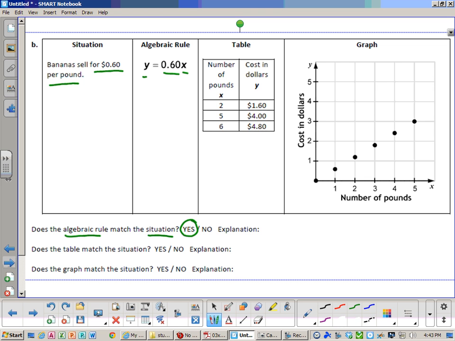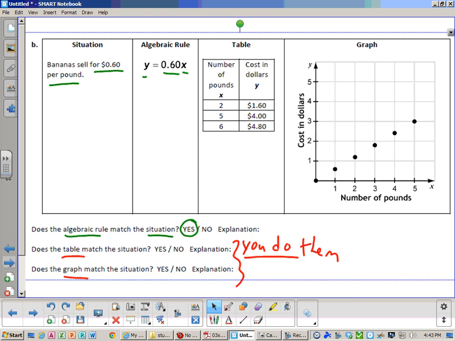Now, I want you to do both of these. Do both of them. Got it? Try it out. I think you can match it. Match the graph, match the table, and so on. You can do them. Try it out.